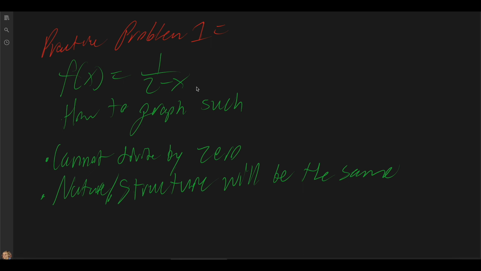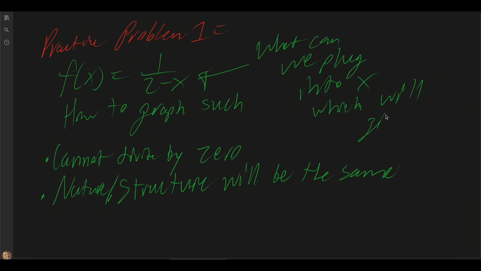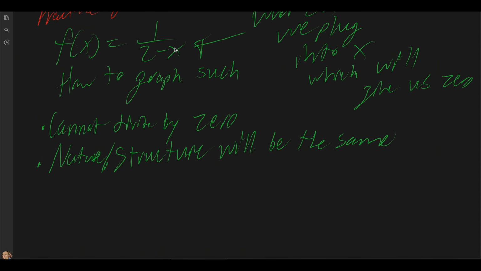So all we've got to ask ourselves is, what can we plug into x that will give us 0? You can also plug in at the same time, but it's very straightforward that if we plug in positive 2 in this case, just positive 2, we're going to get 1 over 0, which is very self-explanatory.